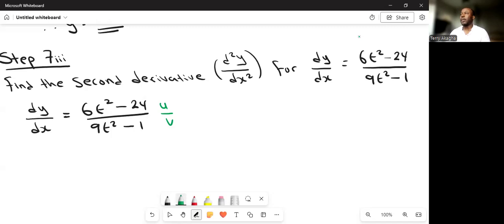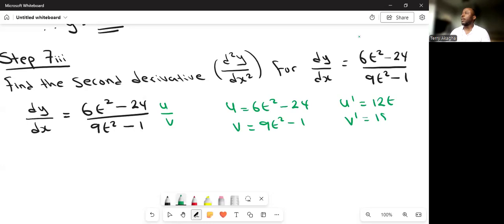So we know here that u was equal to 6t squared minus 24. Then u prime is going to give us 12t. Okay. Then v was equal to 9t squared minus 1. Then v prime is going to be 18t. So it's very important that you go back and review the previous video and make sure you understand it correctly. Is that okay?